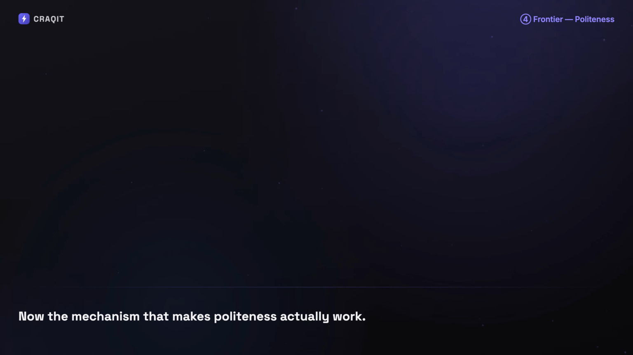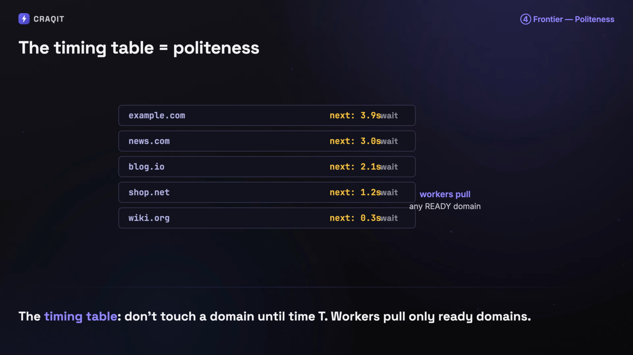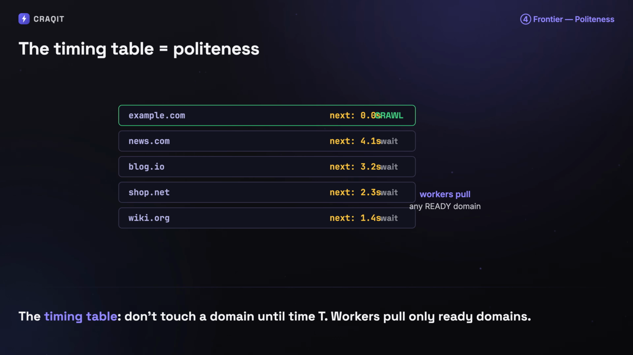Now, the mechanism that makes politeness actually work, the timing table. Each back queue has an entry that says, "Do not touch this domain again until time T." A pool of worker threads each pick a back queue that is ready, meaning its next allowed time has passed. Fetch 1 URL, and then push that domain's next allowed time forward by its crawl delay.